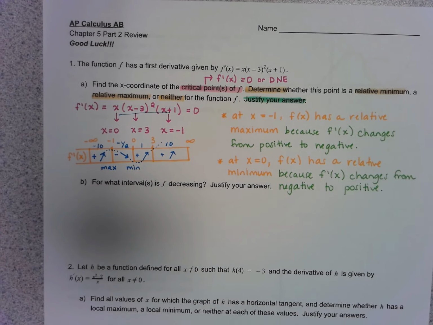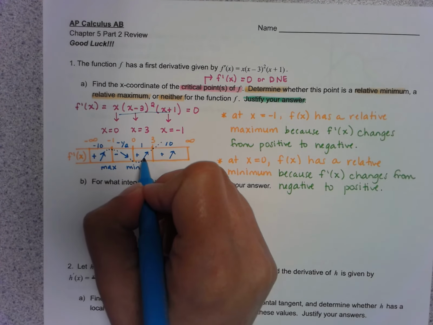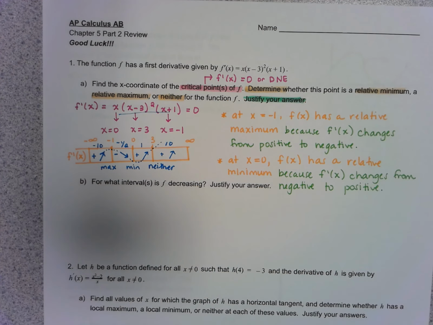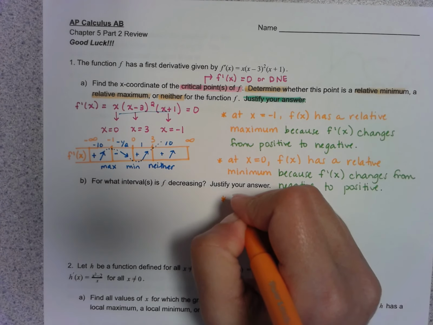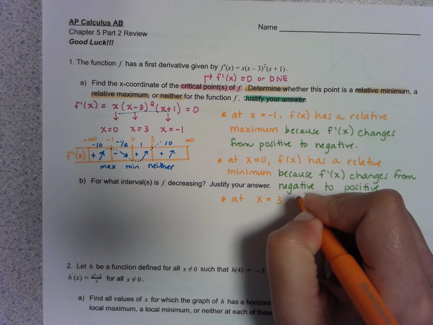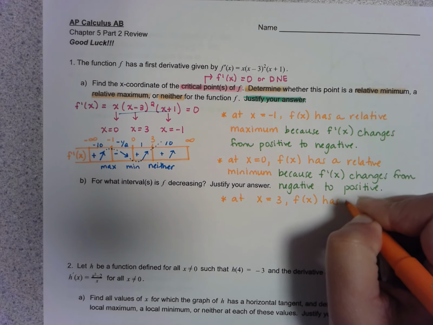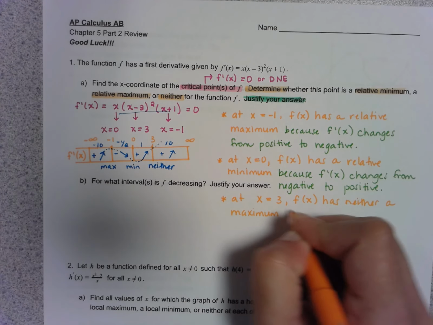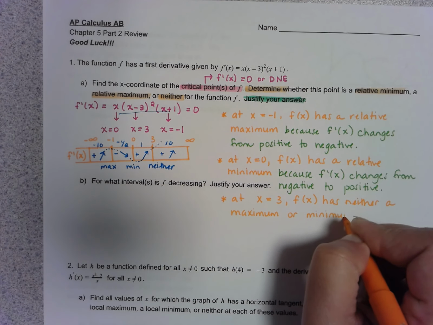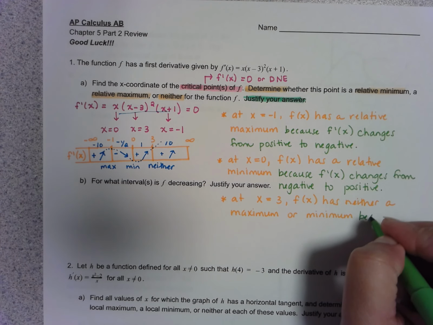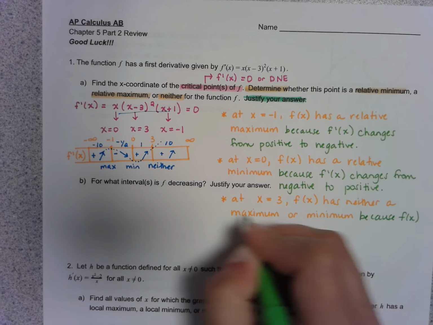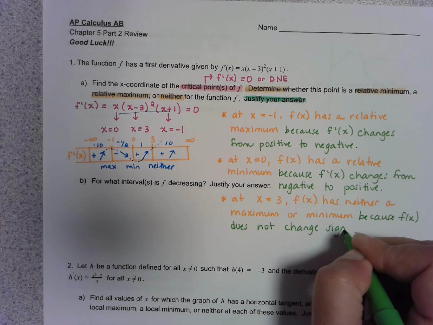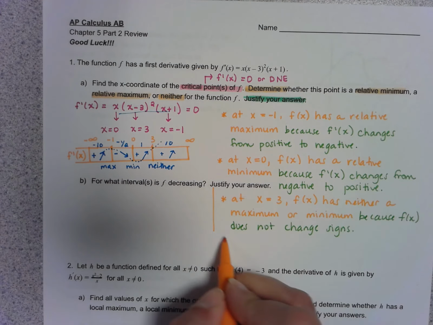Now, last but not least, one of our critical points was the 3. And at 3, because my function was going uphill and then continued to go the same direction, I would have neither a relative max or a min. So I would say at x equals 3, f of x has neither a maximum or minimum. And I would say because f prime of x does not change signs. And this is all part of the previous problem.